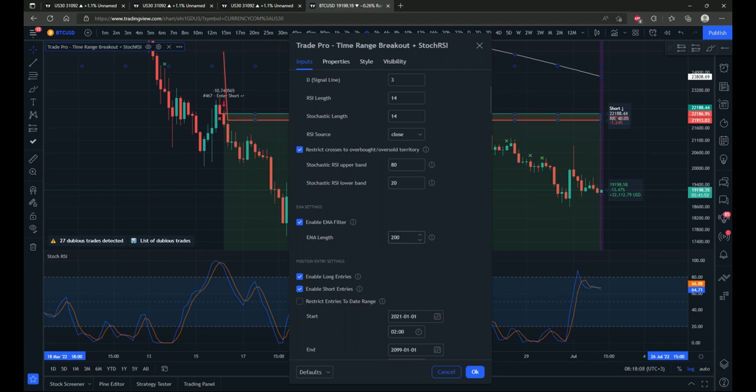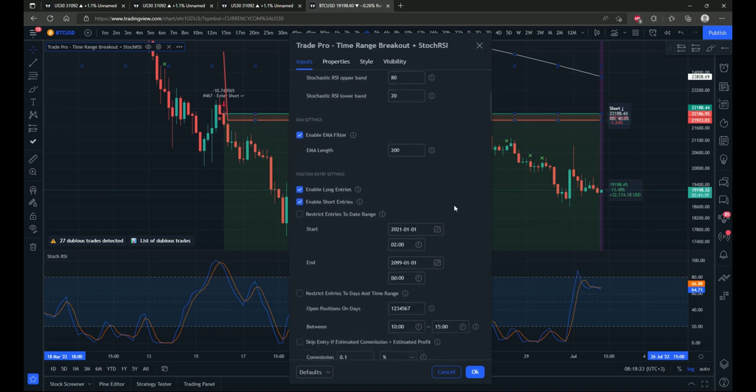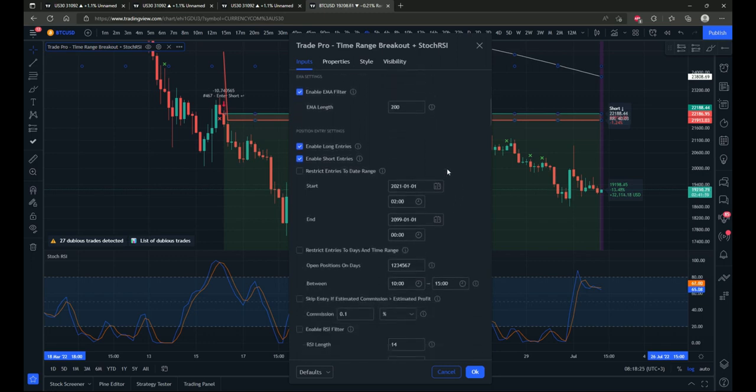If price is over, then the strategy is only going to be looking to take a long. You can turn it off, or you can choose what you want that exponential moving average length to be. I have it set at 200 as a good basic standard setting. Now, as we scroll down, we have the ability to enable both long and short entries, or just one or the other.